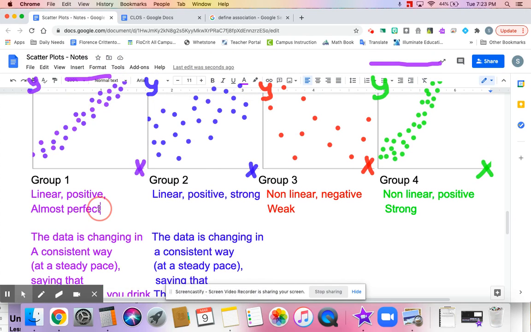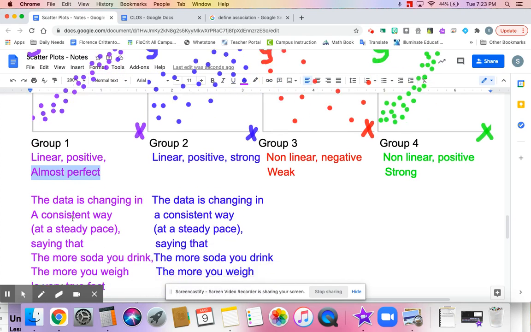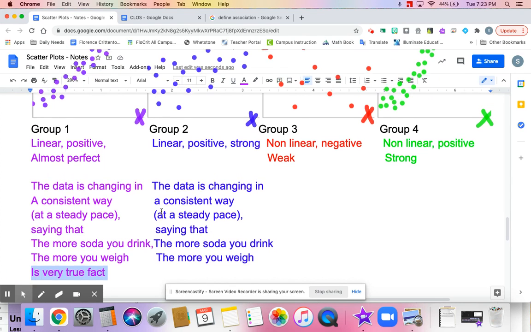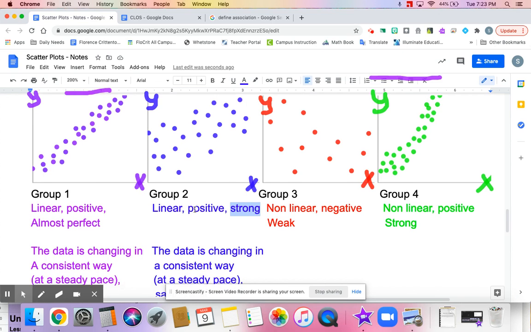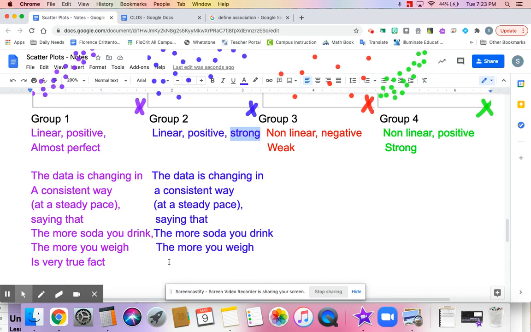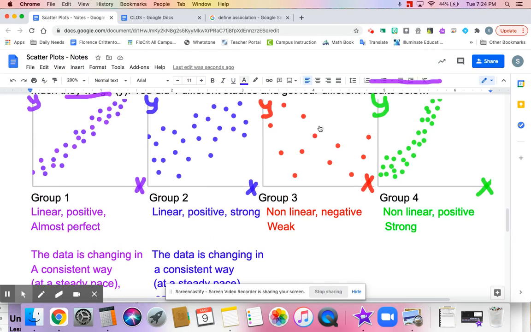The difference is that this is almost perfect. You can almost take it like it's a very true fact. This one, it's a bit weaker. It's still a strong correlation, but it's not an almost perfect one. So if you're only looking at this data, you would have to say that it's not suggesting that it's a true fact. But it's more likely saying that this is most likely true. We're not sure of that, but it's most likely true based on the data.